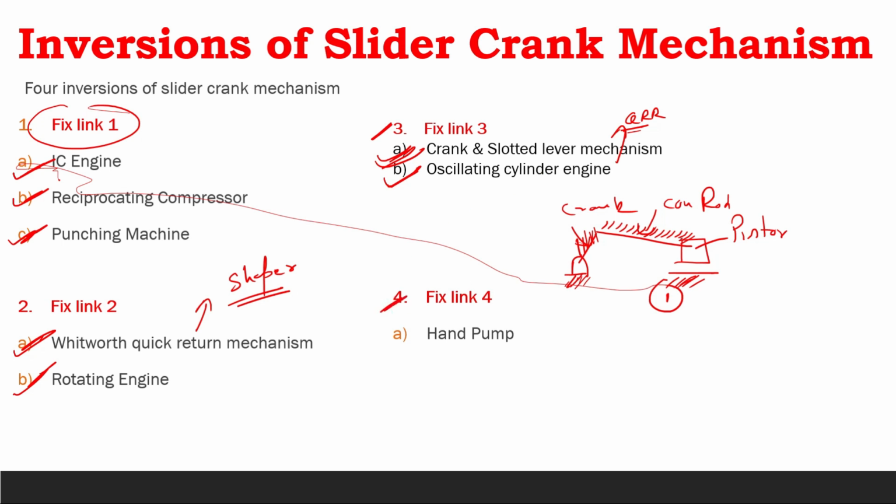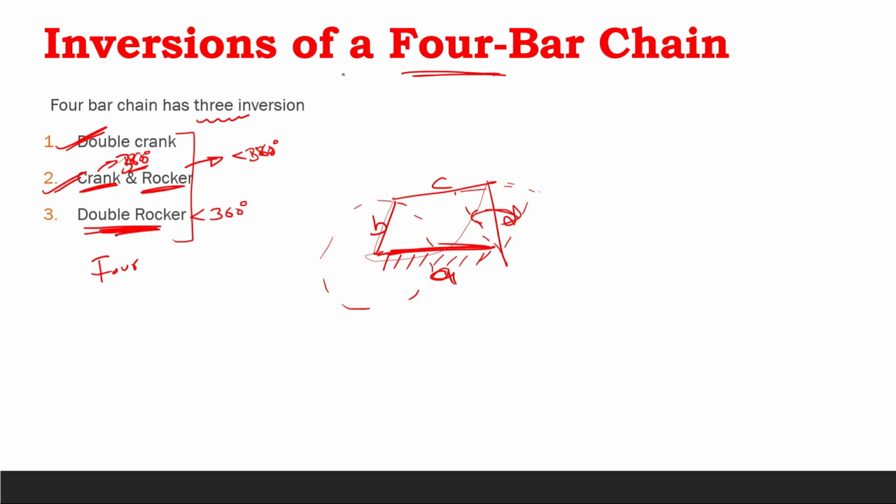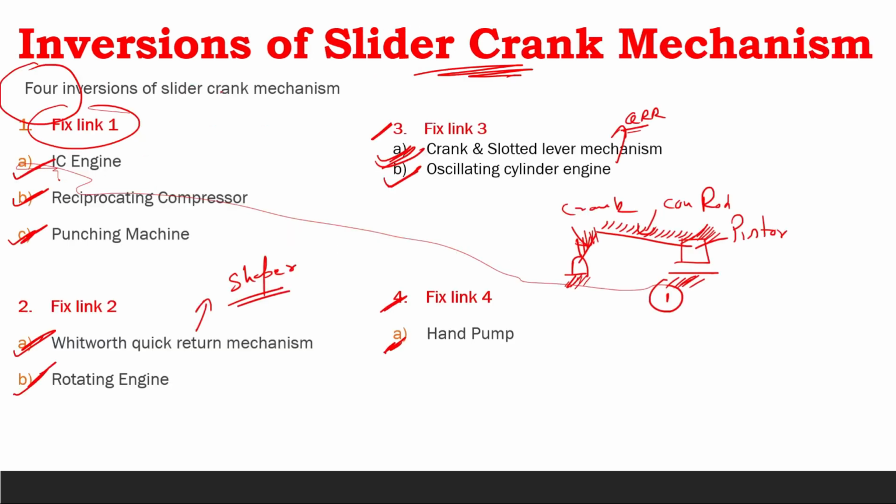And by fixing link number 4, that is the slider, the remaining links are free to move. The application of this inversion is hand pump. So in a slider crank mechanism, how many inversions are there? 4 inversions are there. First question can be asked from this. And in a 4-bar mechanism, how many inversions are there? 3 inversions are there.